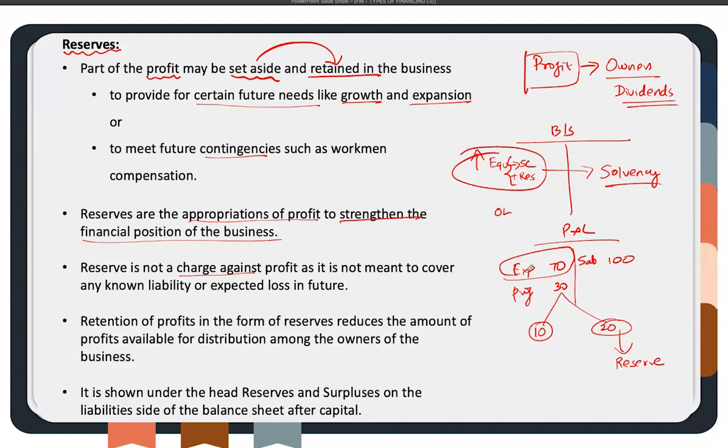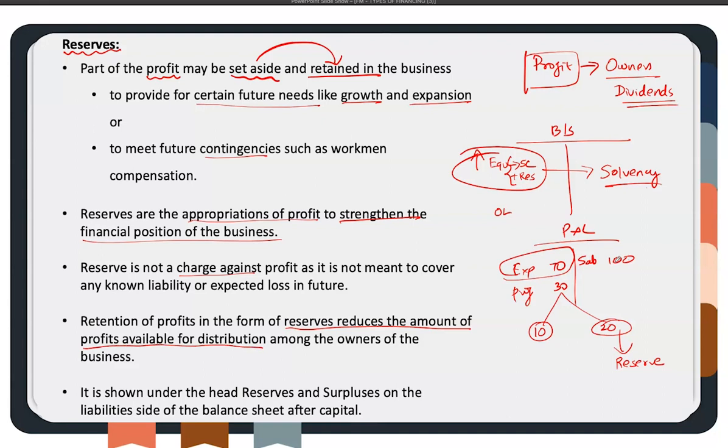And these reserves, they can be for general purpose. They can also be for meeting something in future. But this is different from provision. Provision is always a charge against profit, and they are basically created for meeting a certain specific liability, whereas reserve is an appropriation of profit. And the creation of reserve actually reduces the amount of profits available for distribution.